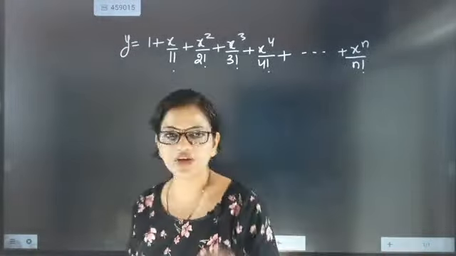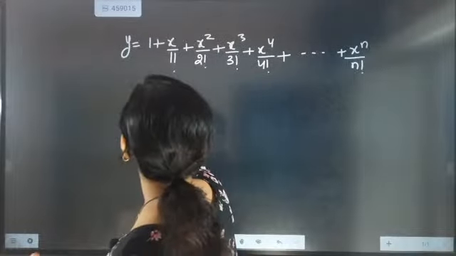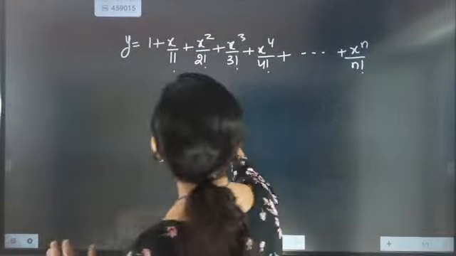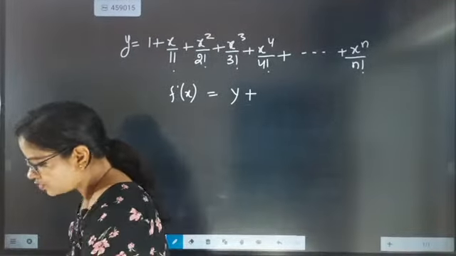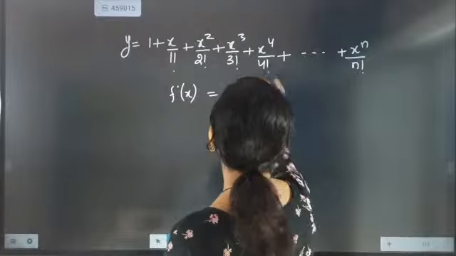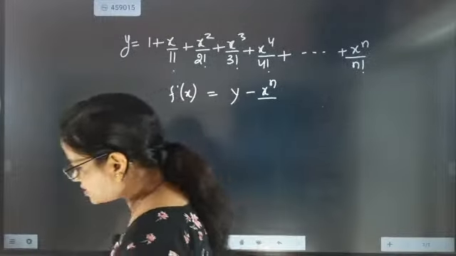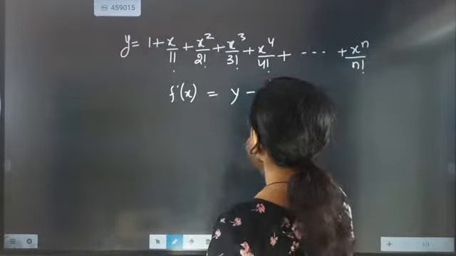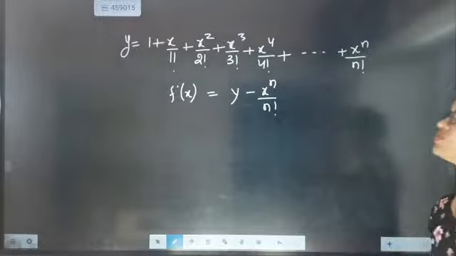Now what they are telling, if I am giving you like this, now you have to prove that f dash x equal to y plus y minus x to the power n, y minus x to the power n by n factorial. So they want you to prove this one.